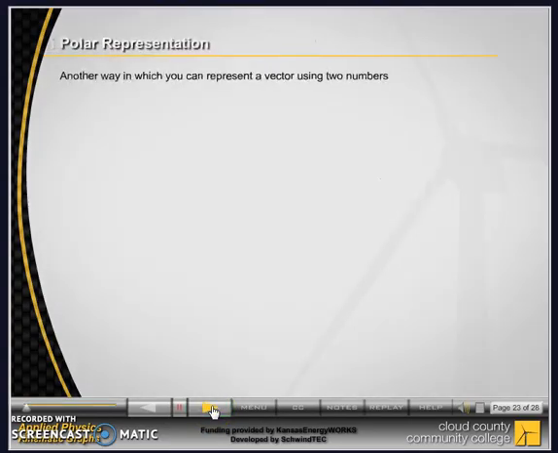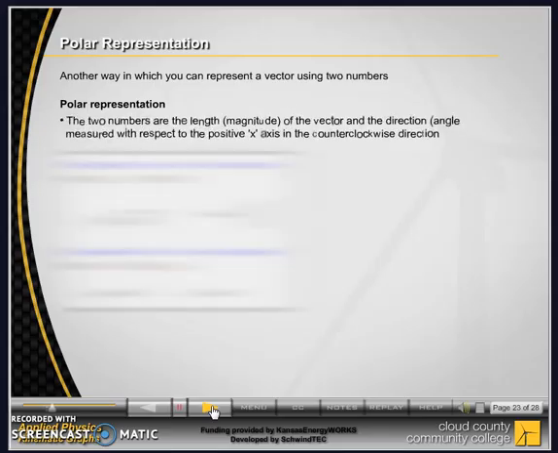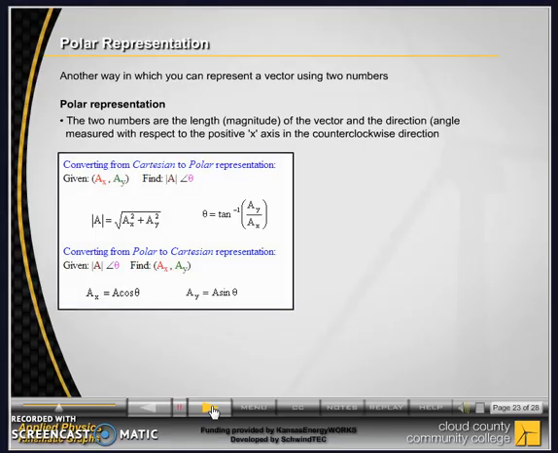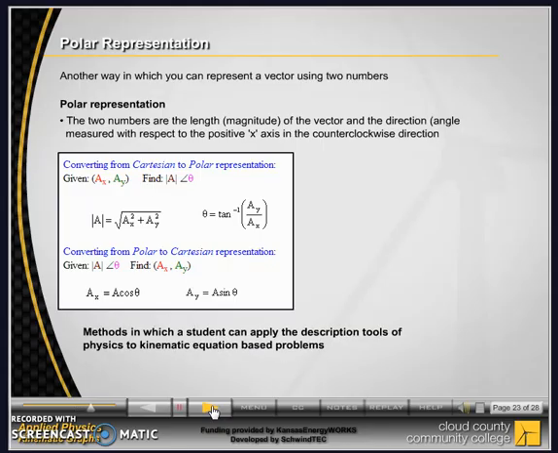There is another way in which you can represent a vector using two numbers: polar representation. In a way, we have already been using this representation. Basically, the two numbers are the length or magnitude of the vector and the direction, the angle measured with respect to the positive x-axis in the counterclockwise direction. Again, it is useful to note that we are describing tools here, methods in which a student can apply the description tools of physics to kinematic equation-based problems. The polar representation will become most useful in the lesson on rotational motion.